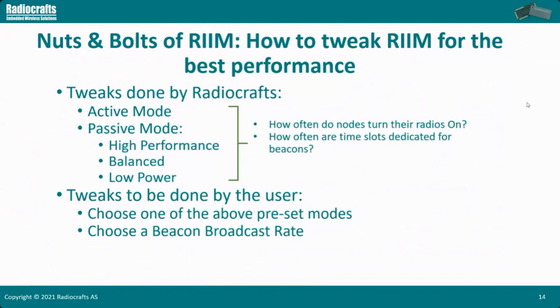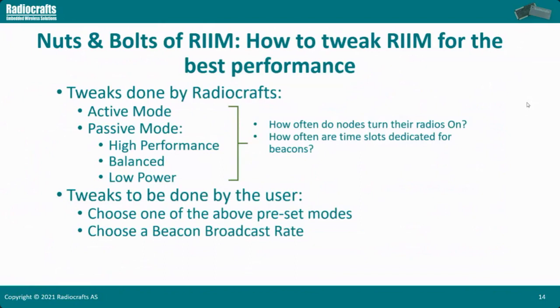We also can change the time slots dedicated for beacons. So also how often the beacon is sent and how often nodes listen to that beacon for the network formation and for network maintenance. These are the kind of things we changed and tweaked to give you these 3 settings: high performance, balanced, and low power. And these settings are only in passive mode. So you have active mode, which consumes the most power and gives you the most performance. And then you have passive with its 3 sub-modes.